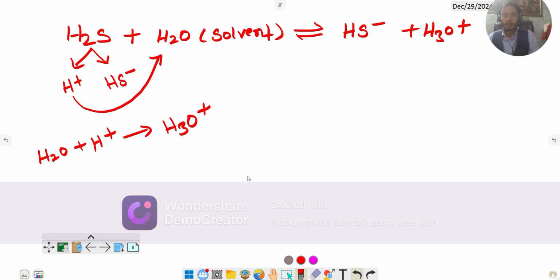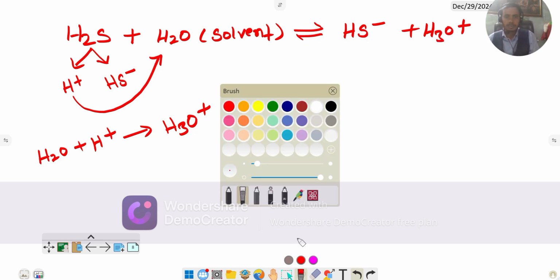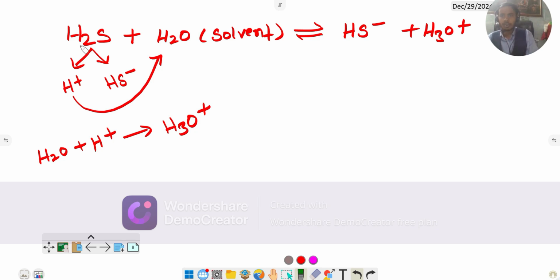Now in this reaction there are two parts. The first one is the acid. We will study later that the substance which accepts the H plus ion is known as a base, a Bronsted base. So H2O is accepting the H plus ion, so it behaves like a base.